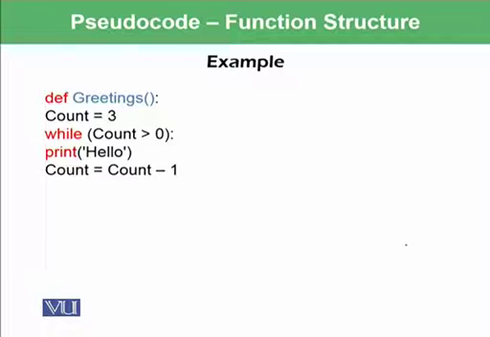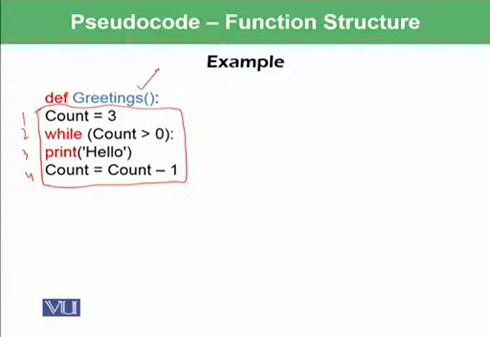For example, we have said def greetings. This means whatever we define over here, these 4 lines, 1, 2, 3, 4, all of them will have one name, that is greetings. We have defined the greetings function with the word def, which is a definition keyword to define functions. Then we have said count is assigned 3, and while count is greater than 0, print hello.